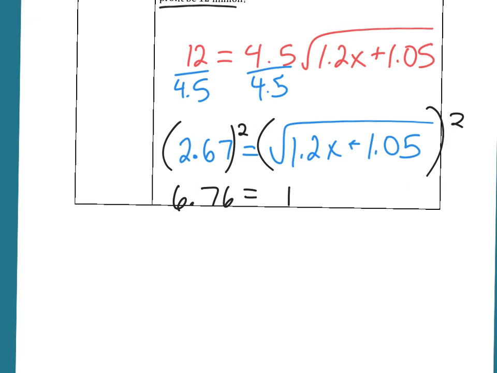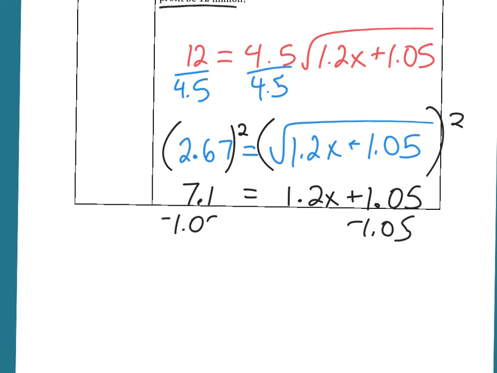7.1 equals, you typed it in wrong, what is it? 7.1. Got it. 7.1 will work. Now what? Minus the 1.05. What is 7.1 minus 1.05?